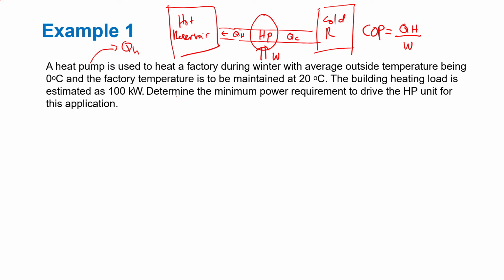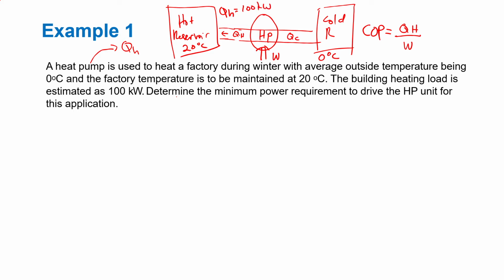A heat pump is used to heat a factory during winter with an average outside temperature of 0 degrees Celsius. So you want to bring heat in from the cold, which is 0 degrees Celsius, and the temperature of the factory is to be maintained at 20 degrees Celsius. The building heating load is estimated to be 100 kilowatt. So the heating load is QH, equal to 100 kilowatt.